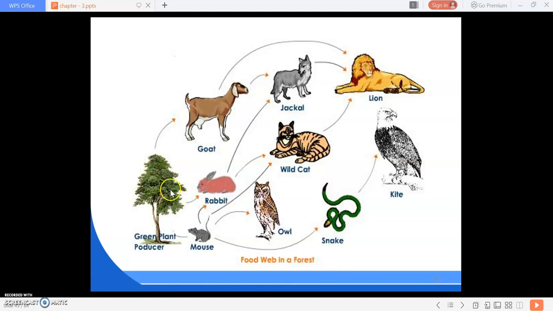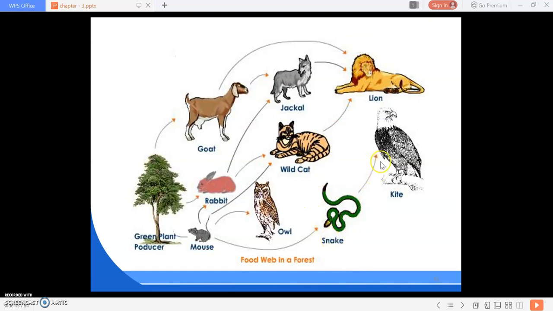Next, green plants, the producers, are eaten by the rabbits, and again rabbits are eaten by the wild cat and jackal. Next is the mouse. Mouse is eaten by rabbit, by wildcat, by owl, and also by snake. And again, wildcat is eaten by the lion only, and the snake.